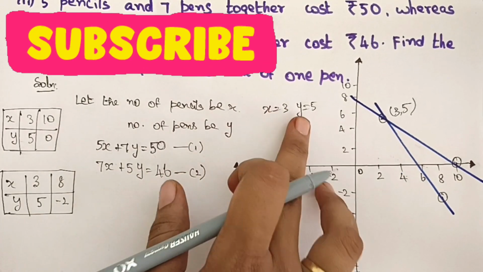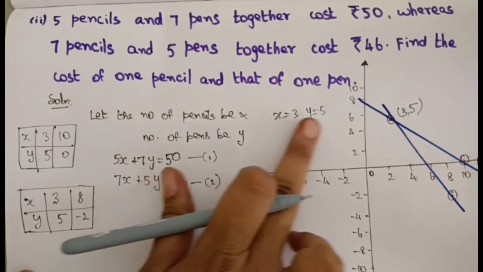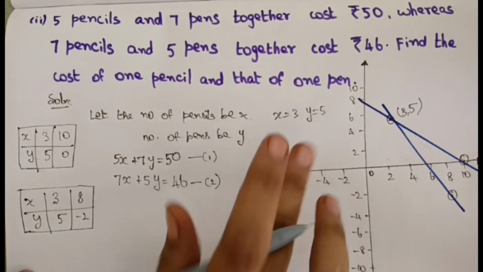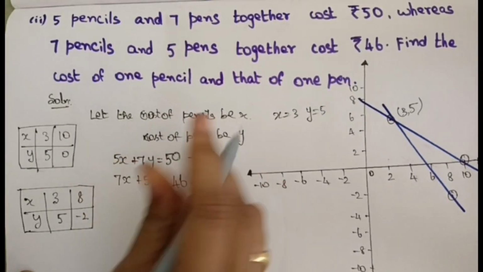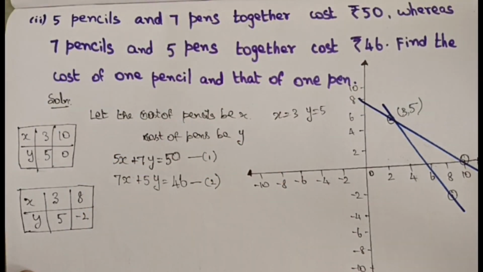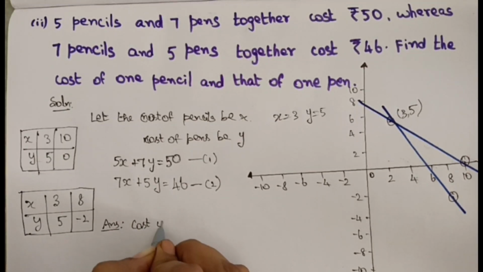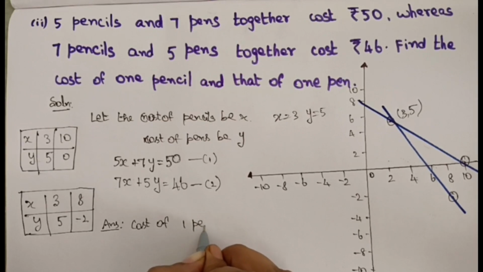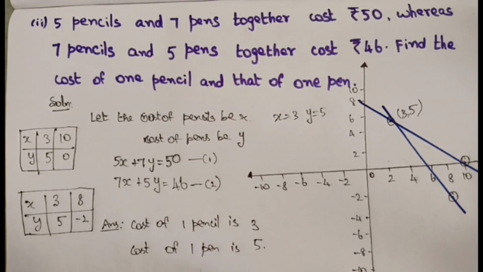You can verify the relation by putting it in the equation. So the cost of one pencil is 3 and the cost of one pen is 5. Sorry, x is the cost of pencils and the cost of pens is y. So finally, answer in words. Answer: cost of one pencil is 3. Cost of one pen is 5.